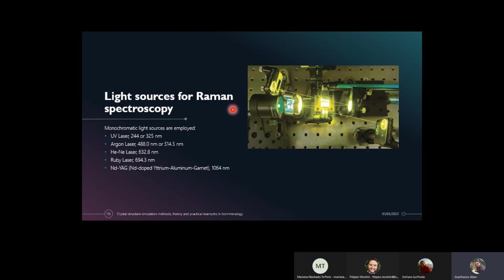Typical light sources, as I told you, are obviously monochromatic light. We have different wavelengths. For example, ultraviolet lasers at these two wavelengths. Argon lasers, which are more or less green lasers. Helium neon lasers, which are red lasers, and near infrared lasers that are given by this material here.